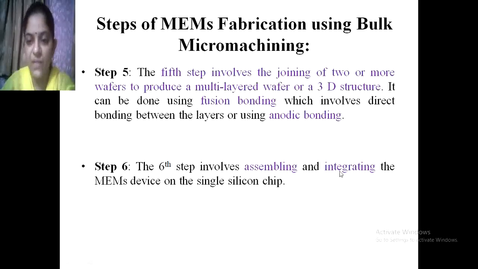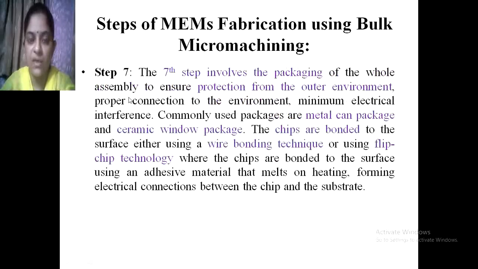assembly and integrating the MEMS device on a single silicon chip. Then the last step, that is step number 7, involves the packaging of the whole assembly to ensure protection from the outer environment, proper connection to the environment, and minimum electrical interference. Commonly used packages are metal can package and ceramic window package.